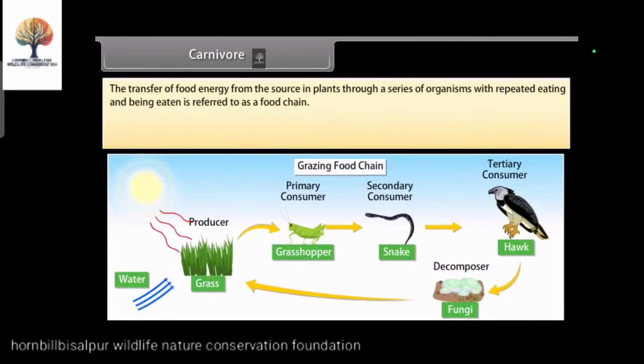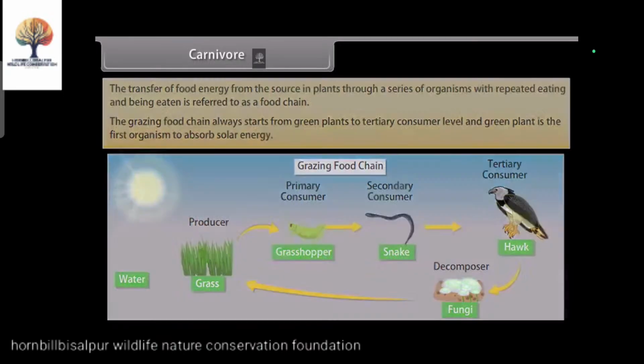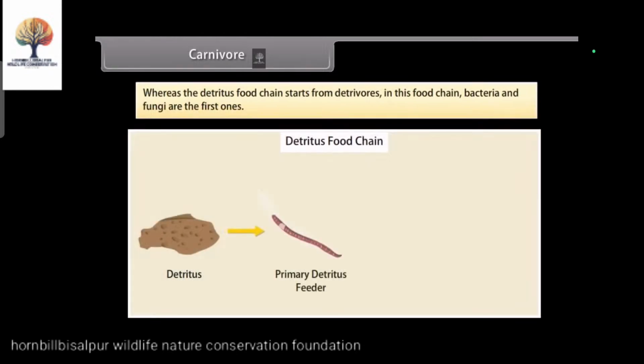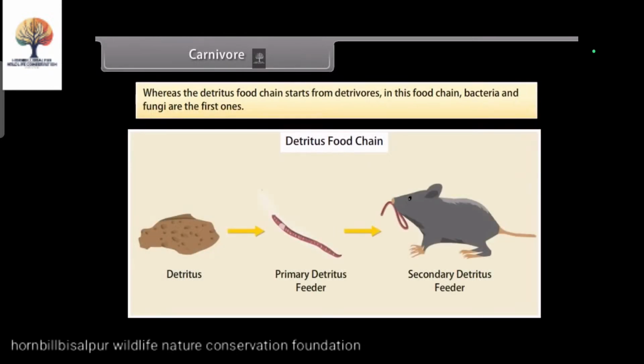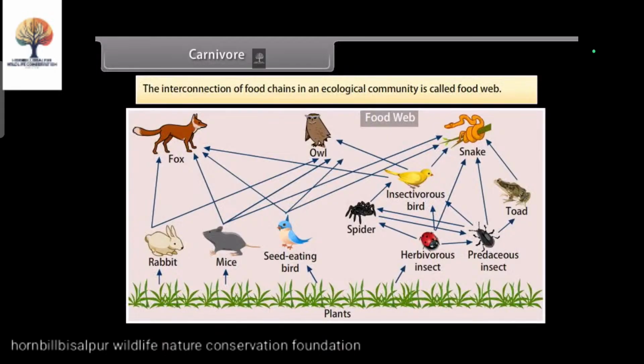The transfer of food energy from the source in plants through a series of organisms with repeated eating and being eaten is referred to as food chain. The grazing food chain always starts from green plants to tertiary consumer level, and green plant is the first organism to absorb solar energy. Whereas the detritus food chain starts from detrivores, in this food chain, bacteria and fungi are the first ones. The interconnection of food chains in an ecological community is called food web.